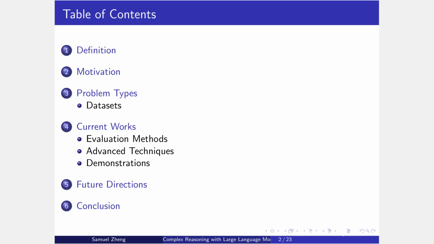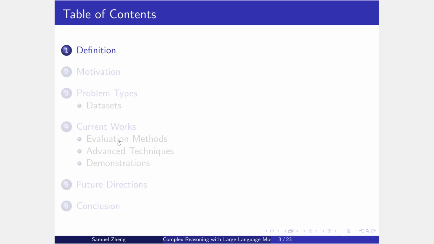Let me give you a roadmap of what we'll cover today. We'll start by defining what we mean by complex reasoning and how it differs from simpler AI tasks. Then we'll explore the motivation behind this research and its real world application. We'll identify the specific types of problems that challenge current AI systems, examine the current state of the art approaches, and finally look ahead to future directions in this rapidly evolving field.